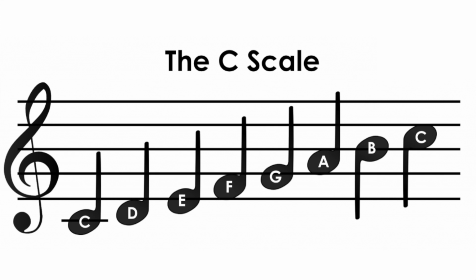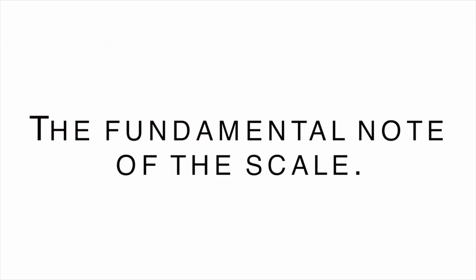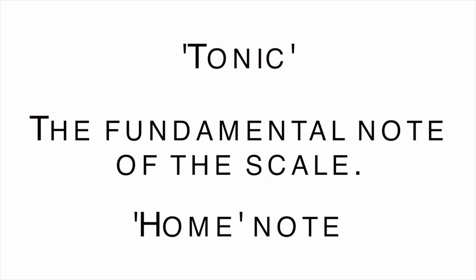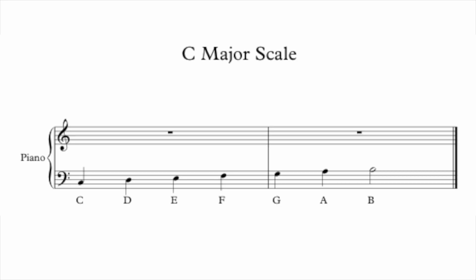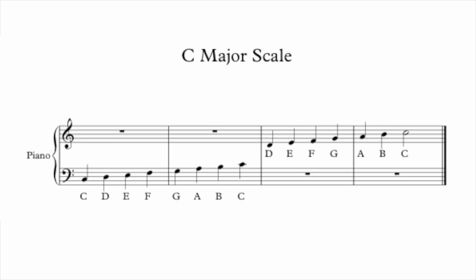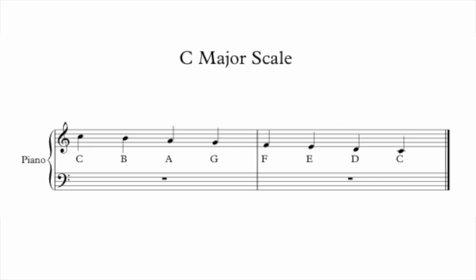The C major scale begins on a C. This is the fundamental note of the scale, or tonic, as we call it in music. It is also called the home note. So the C major scale goes C, D, E, F, G, A, B. And then it repeats again. C, D, E, F, G, A, B, C. It can also descend. C, B, A, G, F, E, D, C.